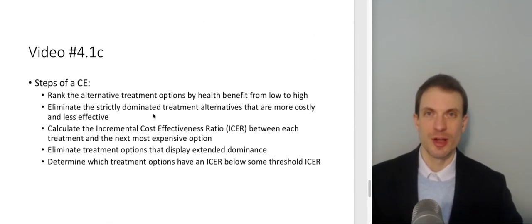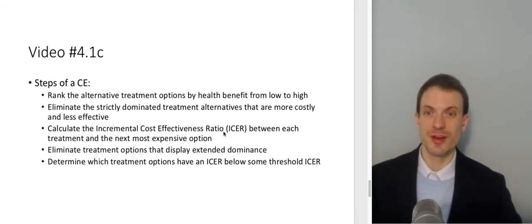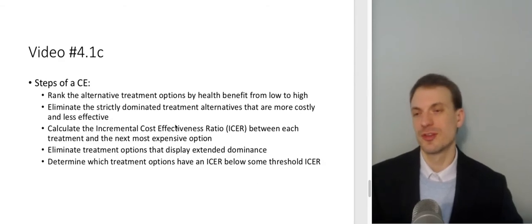Okay. So going back to cost-effectiveness analysis, how is this going to work? Well, the steps, following Henderson, are to rank the alternative treatment options by health benefit from low to high, then eliminate the strictly dominated treatment alternatives that are more costly and less effective. So you can find out incrementally what are going to be the most effectiveness per the cost and get rid of the worst ones. Then, to do this, calculate the incremental cost effectiveness ratio, the ICER, between each treatment and the next most expensive option. I'll talk about what that is in the next slide.